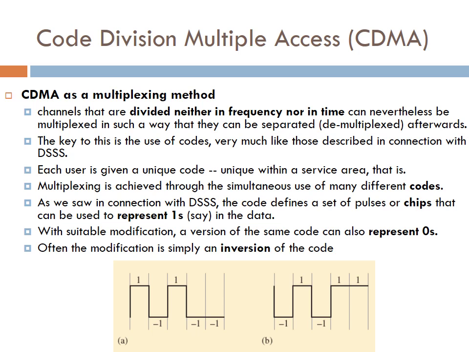As we have seen in connection with the SSS, the code defines a set of pulses or shifts that can be used to represent ones in the data. With suitable modification, a version of the same code can also represent zeros. Often the modification is simply an inversion of the code.